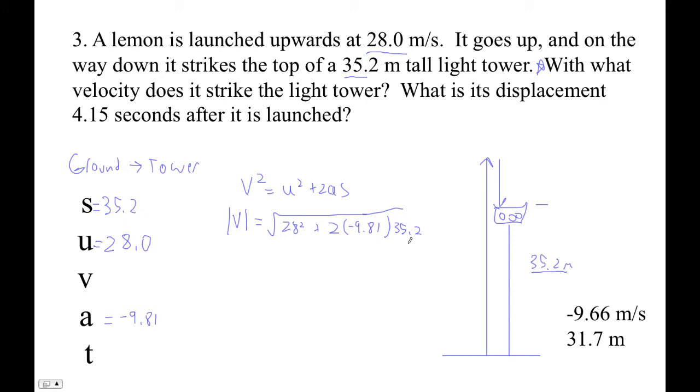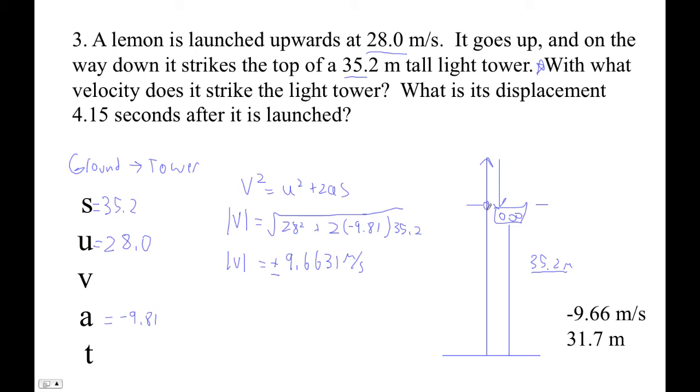Let's go square root of 28 squared plus 2 times negative 9.81 times 35.2. That's 9.66. The absolute value of V is 9.6631 meters per second. Now, that means it can be either positive 9.66 or negative. Now, the positive is when it passes this elevation, right? On the way up, it's got a positive velocity, right?